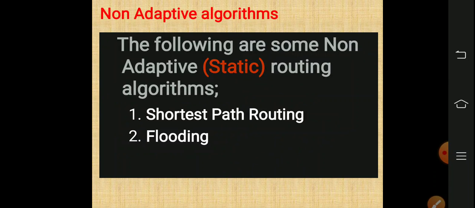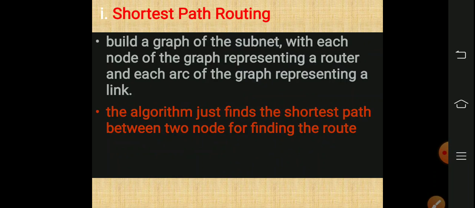And shortest path and flooding, these are the types. So next one is shortest path routing. What is meant by shortest path routing?